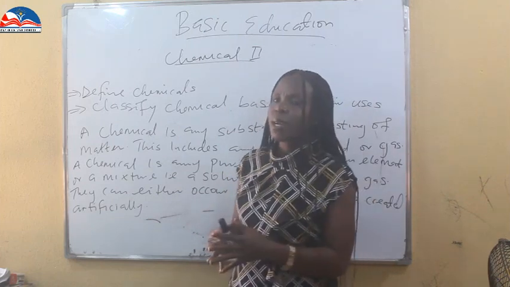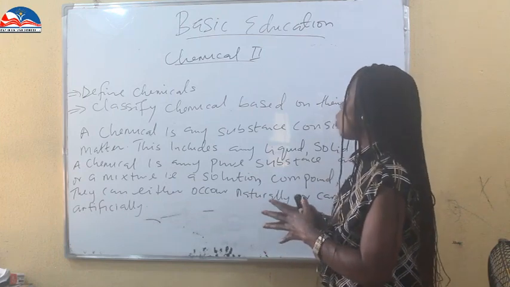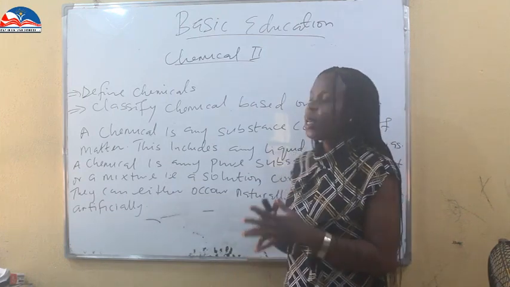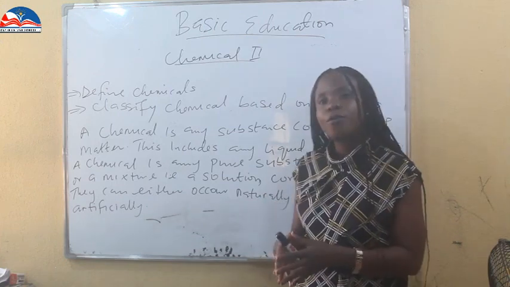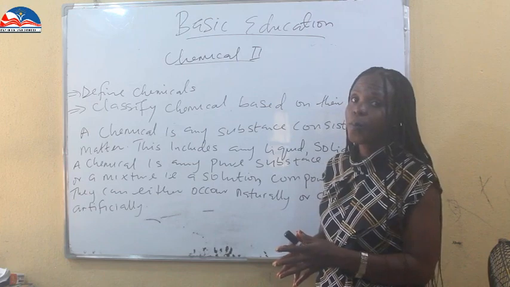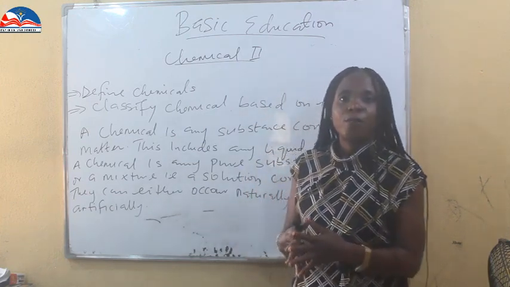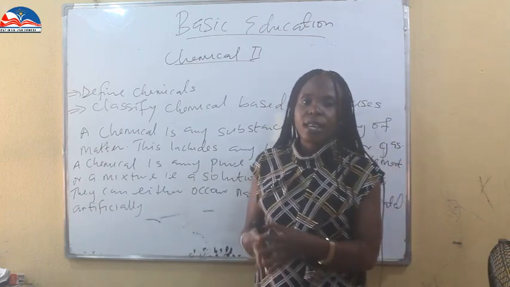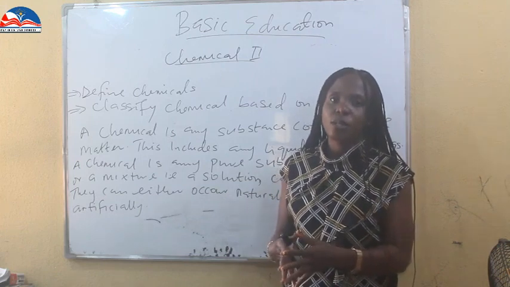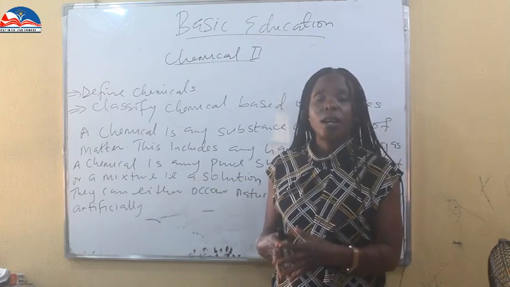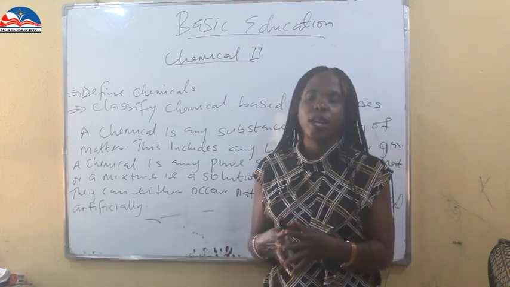So remember that chemicals consist of matter, and that they can be in liquid form, solid form, or gaseous form. And remember that chemicals can be found in their natural state. Chemicals can be created from artificial combination. That is chemical. Now let us look at the second objective, having seen the first objective.